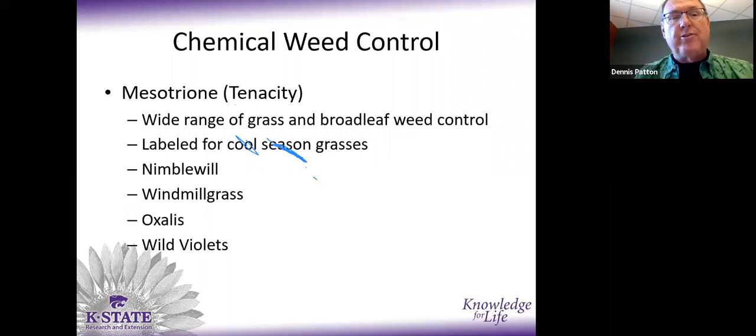A chemical that I've learned about from master gardeners is one called Tenacity. Nimblewill, which we talked about last time, has become a very aggressive perennial grass in a lot of areas. And Tenacity is a newer product on the market that has a wide range of grassy and broadleaf controls. It's labeled for cool season lawns, but it will take care of a lot of really difficult perennial weeds like nimblewill, windmill grass, oxalis, and wild violets. It's expensive. It's got some precautions on the label, but it's getting to be more widespread. I was in a garden center yesterday, and it was there on the shelf. Not everyone carries it because of its expense, but that's one. If you've got one of these more difficult weeds, you may want to look at using it as a control.